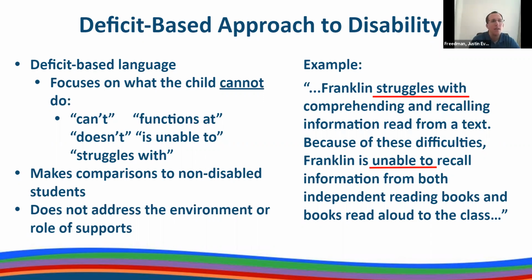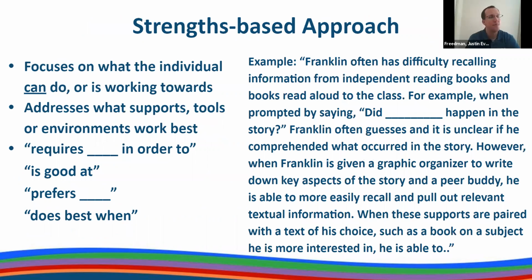But let's think about another way that we could describe Franklin that's going to paint a more accurate and more complete picture. And that would be taking a strengths-based approach. When we do that, we tend to focus more on what the individual can do or what they're working towards. Students oftentimes are not in a place where they completely do something or can't do it at all, but they're always making progress in different areas. So we want to describe what they're working towards. We also want to acknowledge the supports that we're using in order to allow the student to demonstrate their best abilities. What tools are they using? What about the environment helps them work best? That can paint a more complete picture.